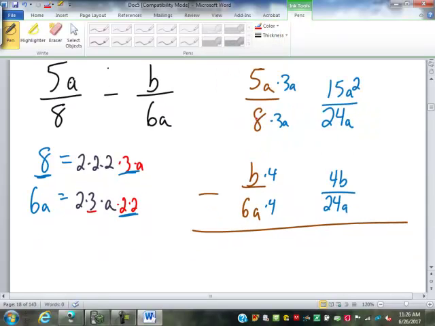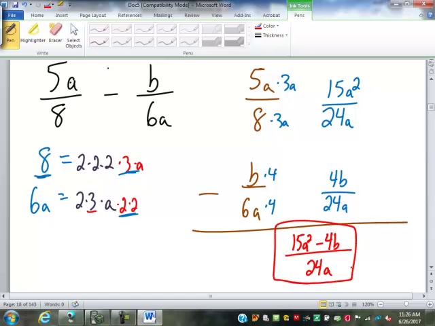So now we subtract. What's 15a squared minus 4b? 15a squared minus 4b. Perfect. Over 24a. Good. Well, that's not so bad, is it? Better than a sharp stick in the eye?